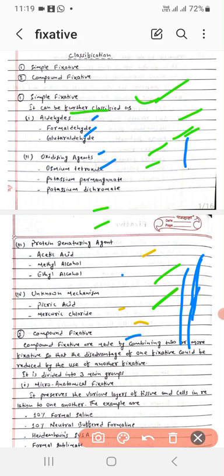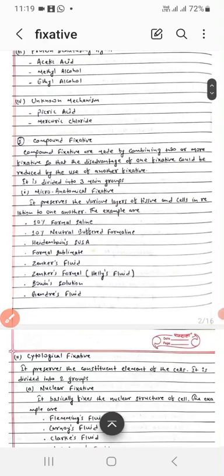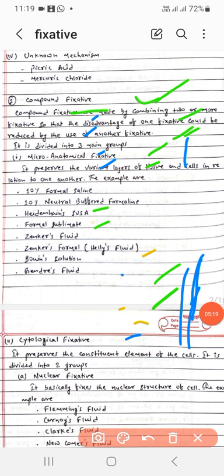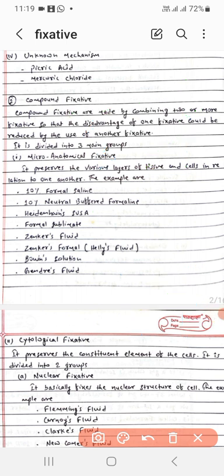Now, compound fixative. Compound fixatives are made by combining two or more fixatives so that the disadvantage of one fixative could be reduced by the use of another fixative.